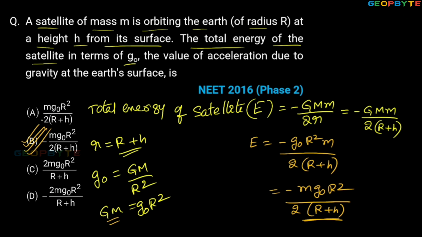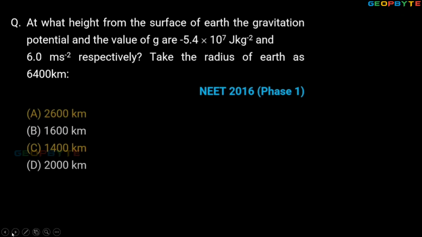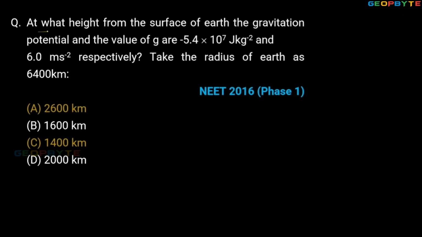Okay. Similarly, let us take another important problem. Asked like this. At what height from the surface of the earth are the gravitational potential and the value of g minus 5.4 into 10 power 7 joules per kg and 6 meters per second square, the acceleration due to gravity.